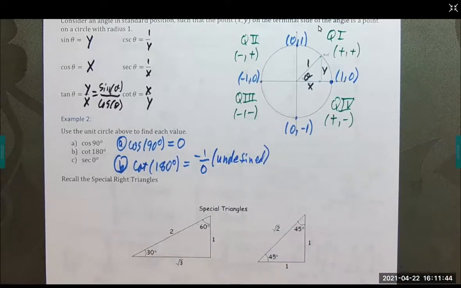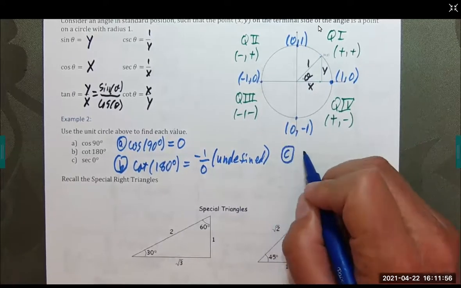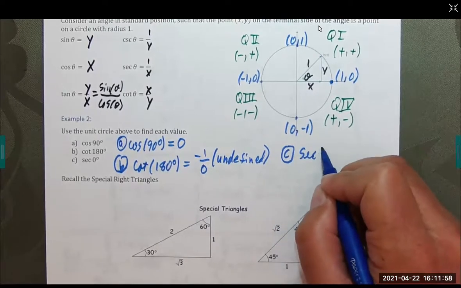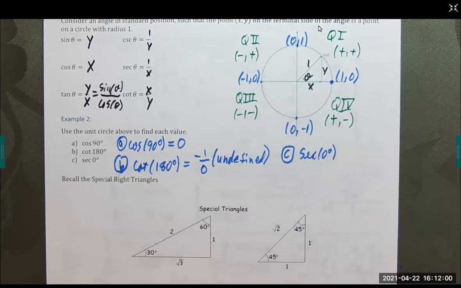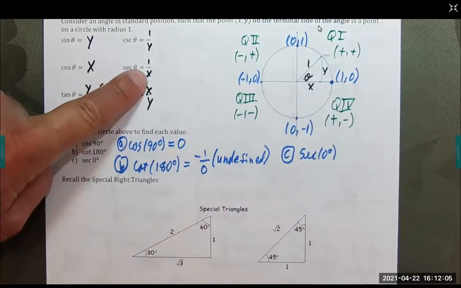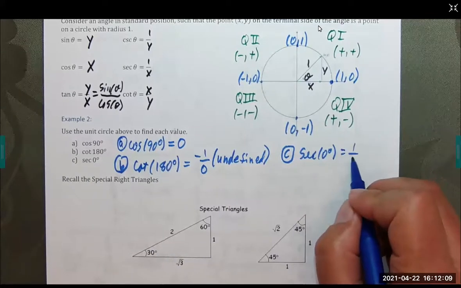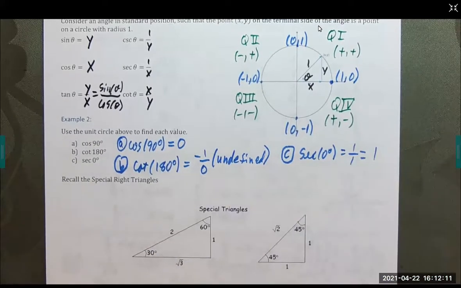Some online homework services have you put the letters D, N, and E. Next one, C. Secant of 0 degrees. 0 degrees is right here. And secant, if you recall, is 1 over x. X is 1 in this case, so this is 1 over 1. Not too difficult.